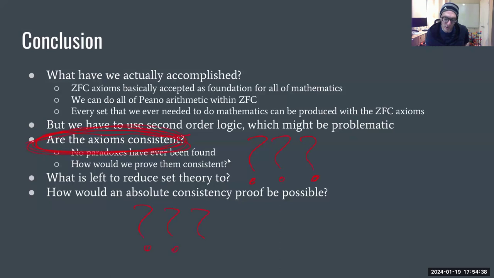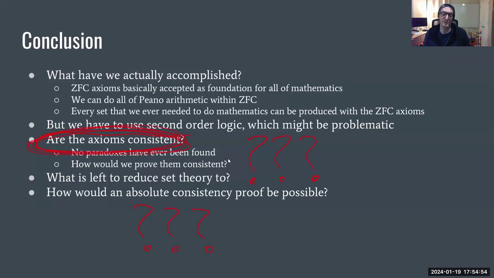You might be wondering, how would we even do this? How would it even be possible to show that the axioms of ZFC were consistent? Well, if you think of every method that we've had at our disposal in the past to show that a certain set of axioms is consistent, that would involve creating models. But how can you create a model of ZFC?